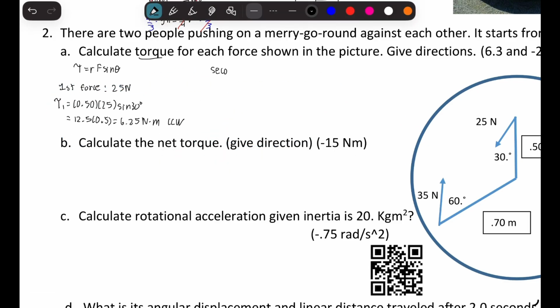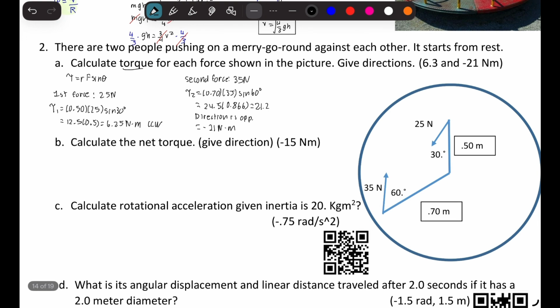For our second force, that's going to be 35 newtons. That means our torque 2 is going to be equal to 0.70 times 35 times the sine of 60 degrees. That's going to equal 24.5 times 0.866, which equals 21.2. And the direction is opposite, so this is actually going to equal negative 21 N·m.